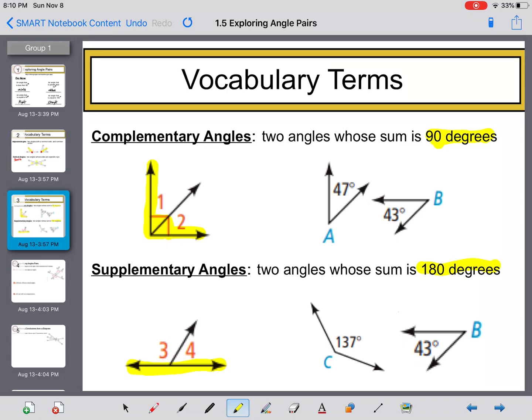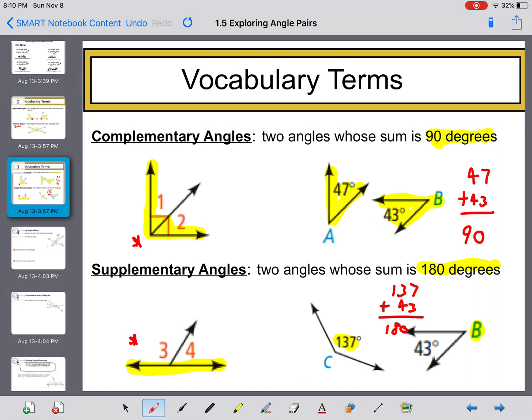Okay, what's important to remember is complementary and supplementary angles do not have to be adjacent, meaning combined, like these ones are. They can be separate angles. Okay, so angle A is 47 degrees, and angle B is 43 degrees. And 47 plus 43 makes 90. Same thing goes for down here. Angle C and angle B again are 137 plus 43, which makes 180. Those are supplementary. They don't have to be combined or connected.